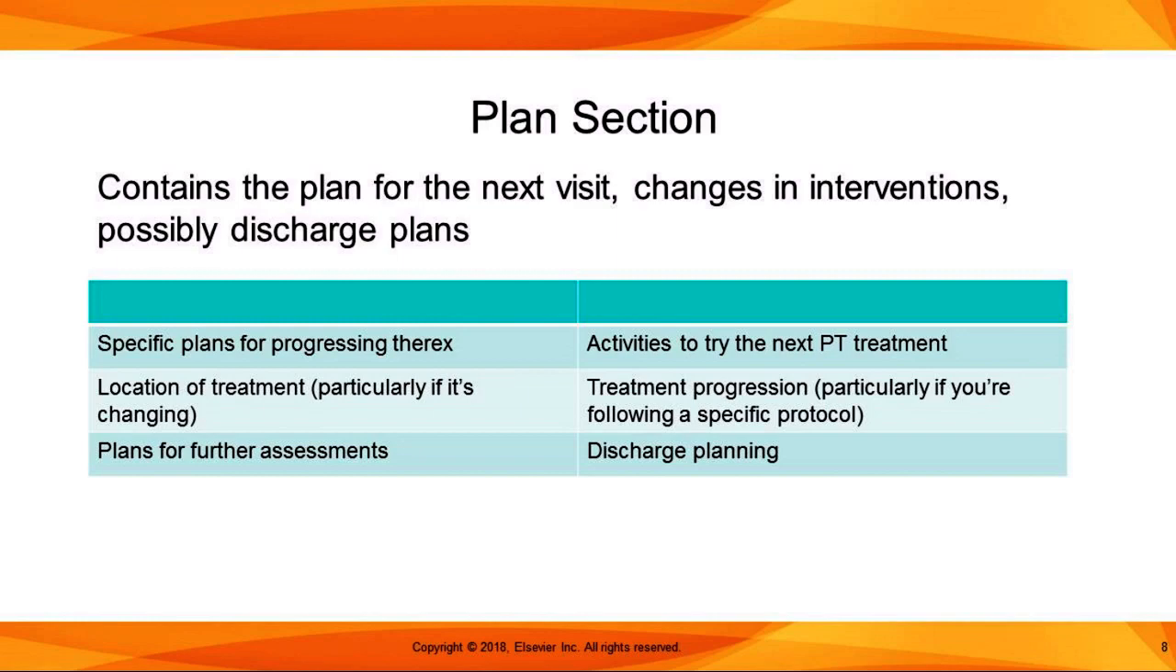The treatment progression, particularly if you're following a specific protocol. Some protocols might say weeks 1 to 2, this is what you're going to do, weeks 3 to 4, especially orthopedic surgical protocols, which can be very specific about when they're going to progress, or progressing weight bearing. Sometimes we're waiting for the surgeon to clear them for weight bearing or a certain percentage weight bearing. And so you'll say, next visit, progress to weight bearing as tolerated, add proprioception and kinesthetic activities.